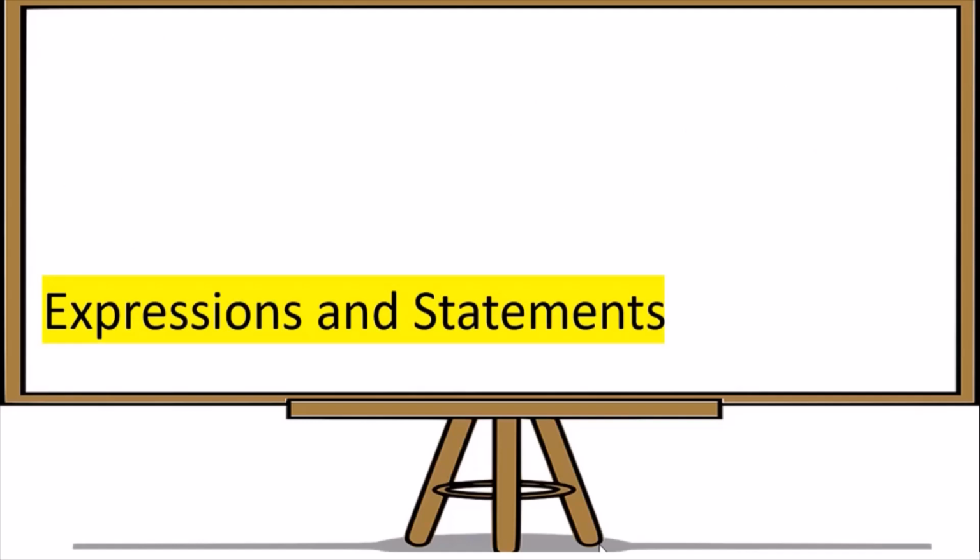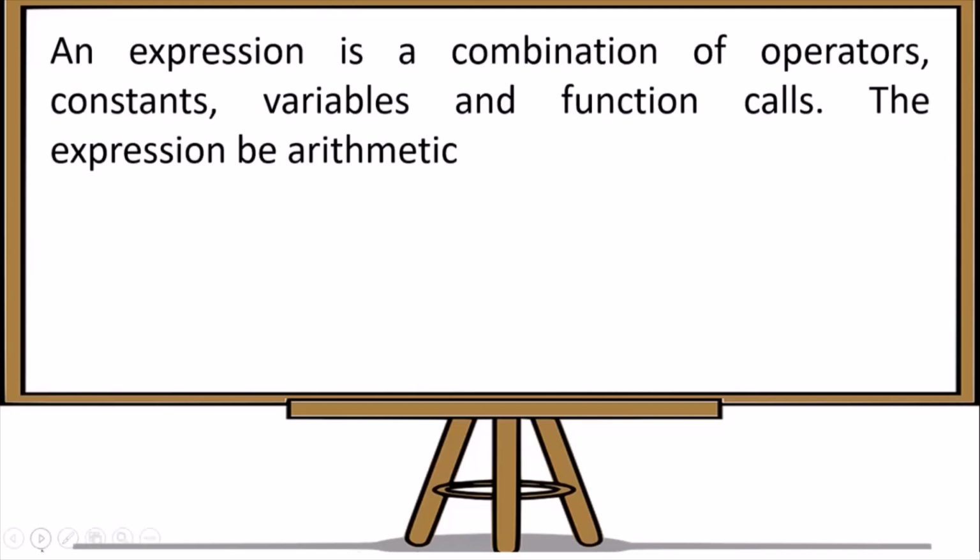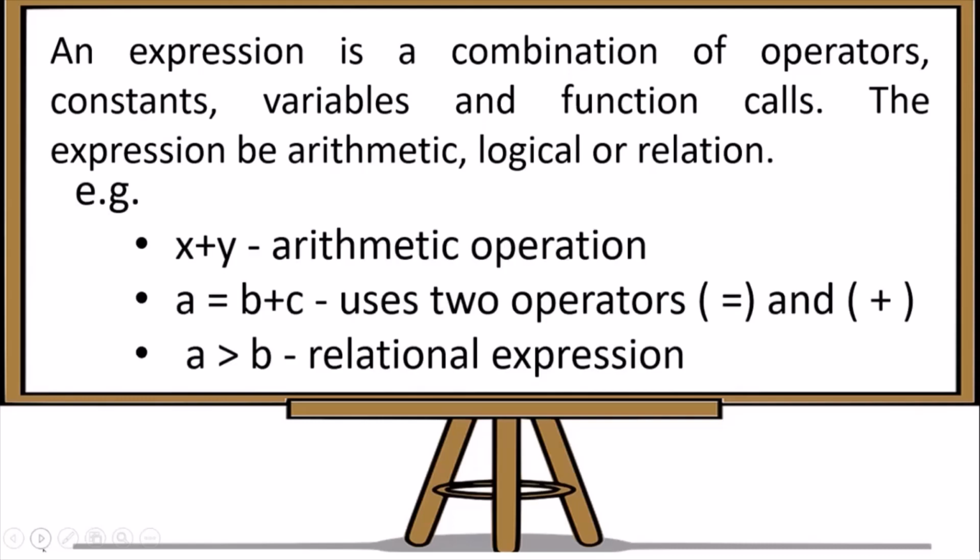When we talk about C++, there is something called expressions and statements. Expressions are the combination of operators, constants, variables, and function calls. That means when we combine variables with operators, when we do a calculation, there must be operands and an operator.